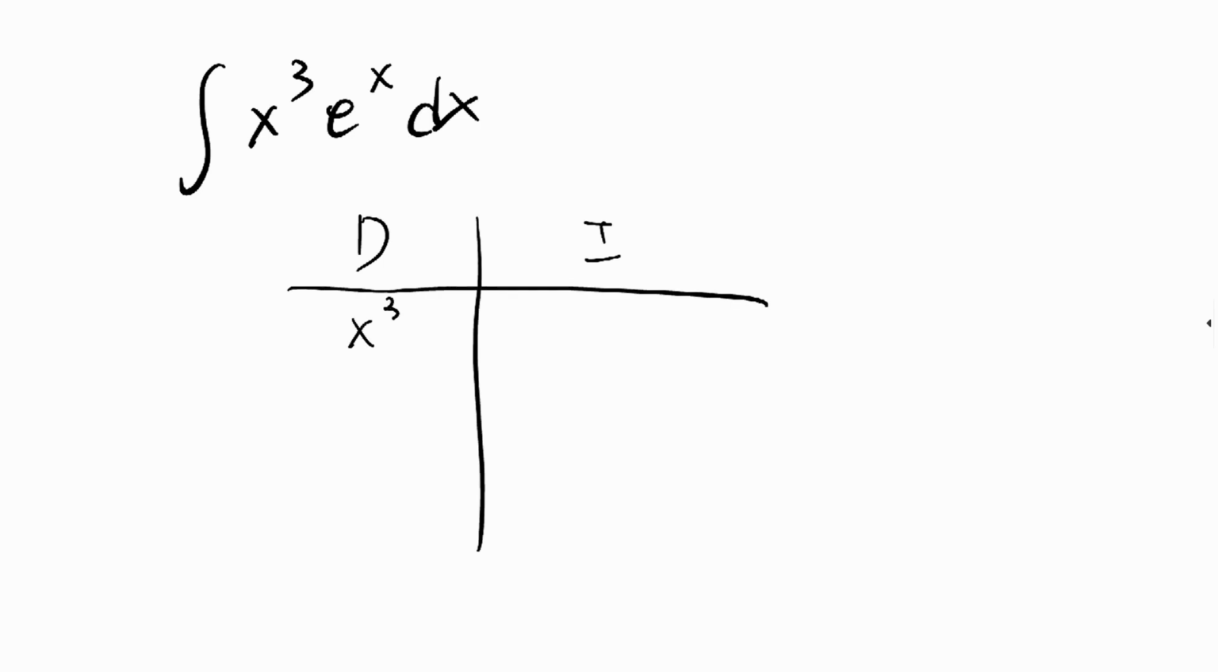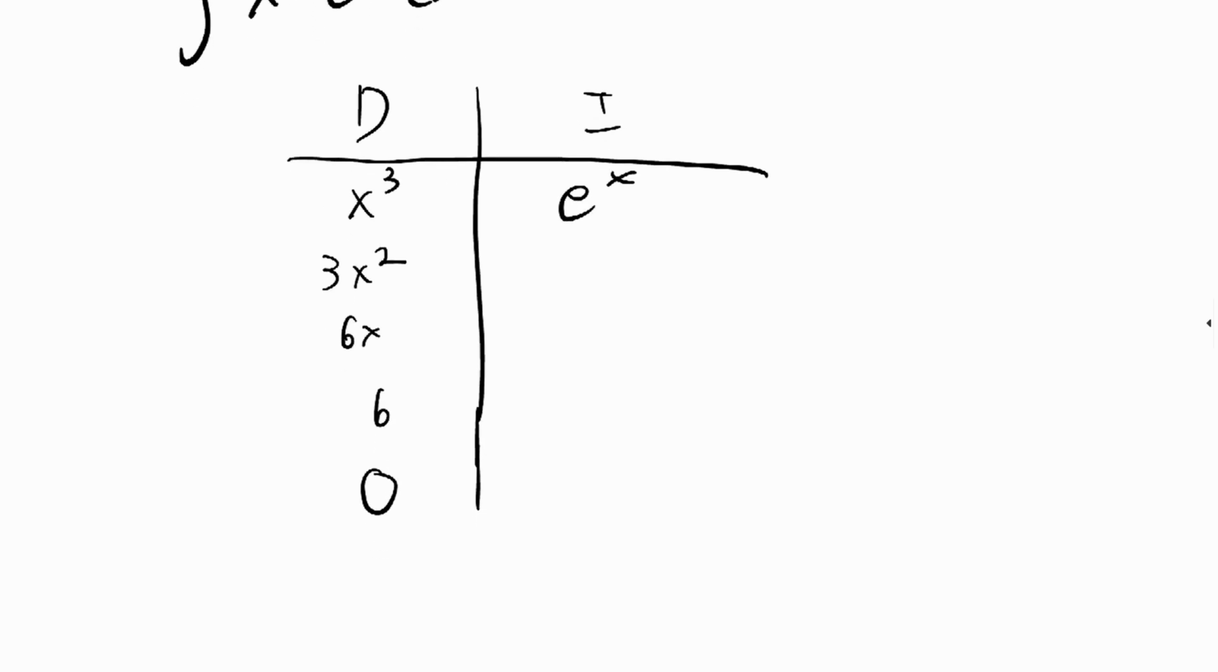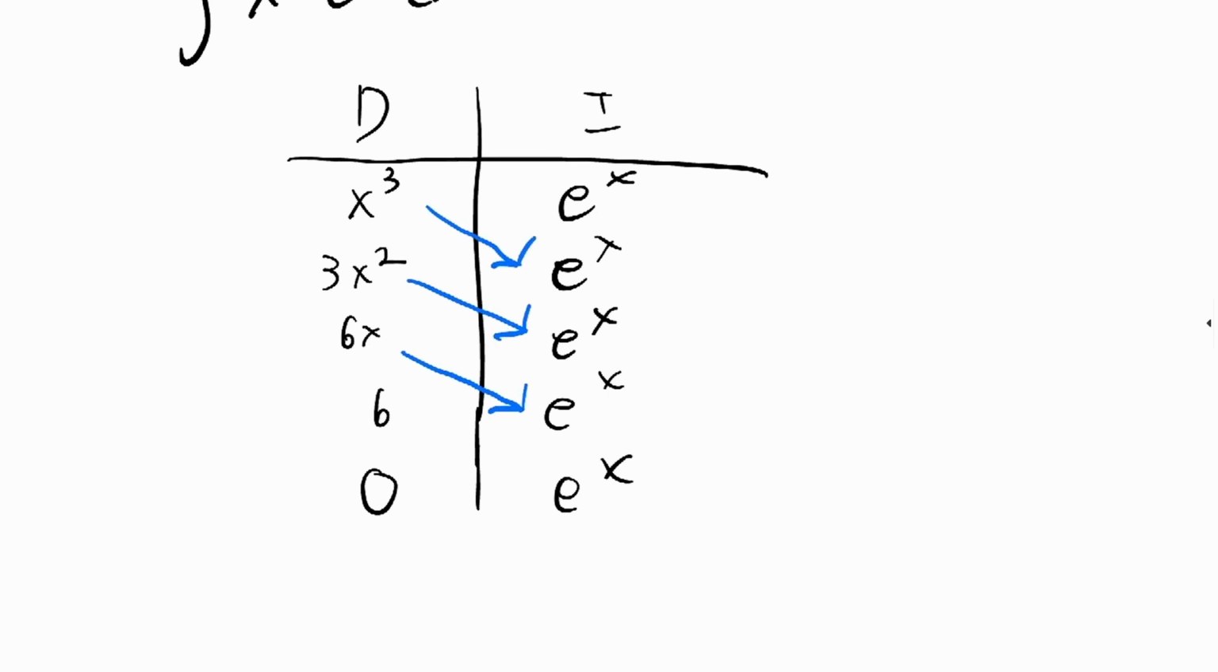So x cubed e to the x, so 3x squared. Then we have 6x, put this a little bit higher. Then we have 6, and we have 0. And e to the x is just always e to the x, so it's very nice and simple. And we're now going to multiply diagonally. So this goes to this, this goes to this, this goes to this, and this goes to this. And of course we have our plus, minus, plus, minus, plus. Super important.